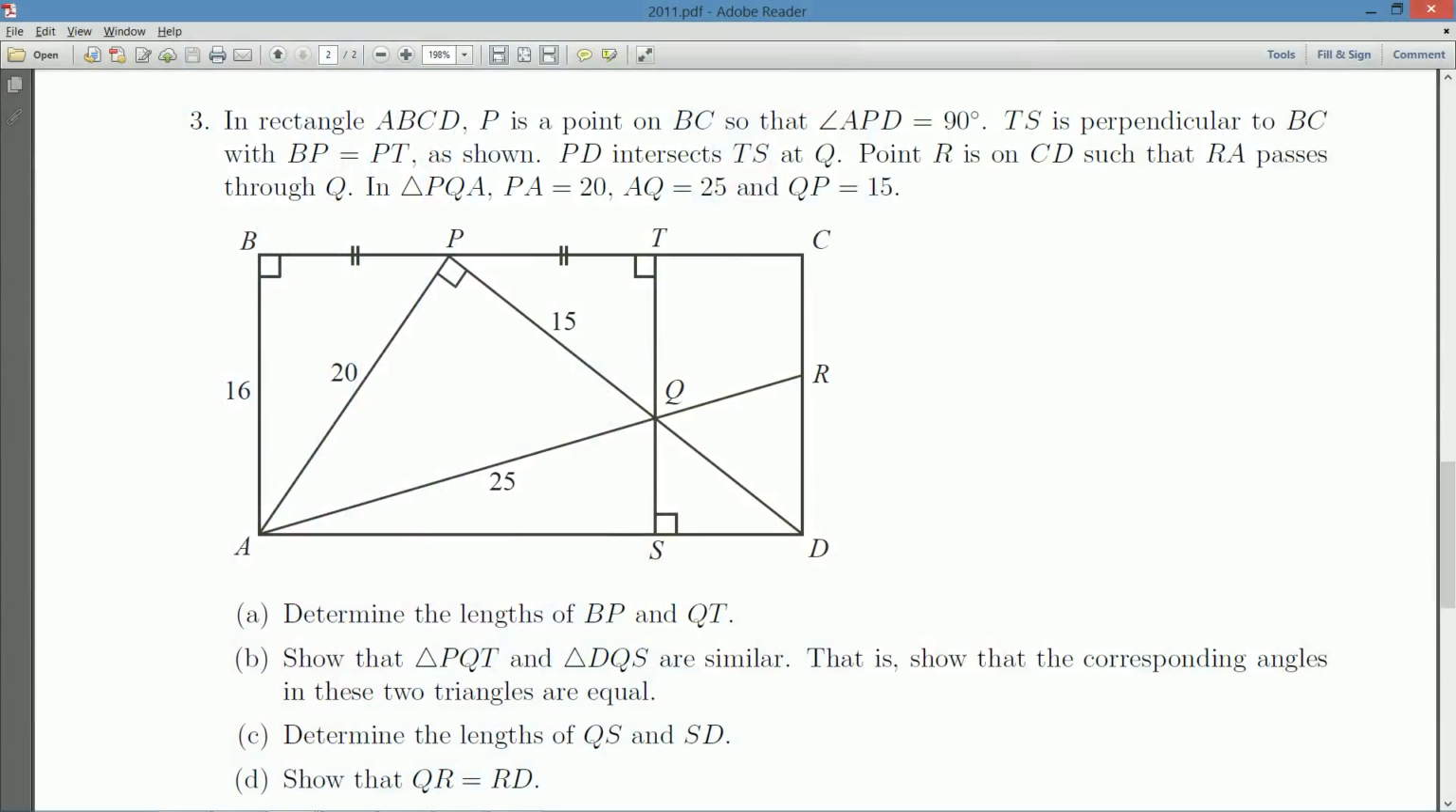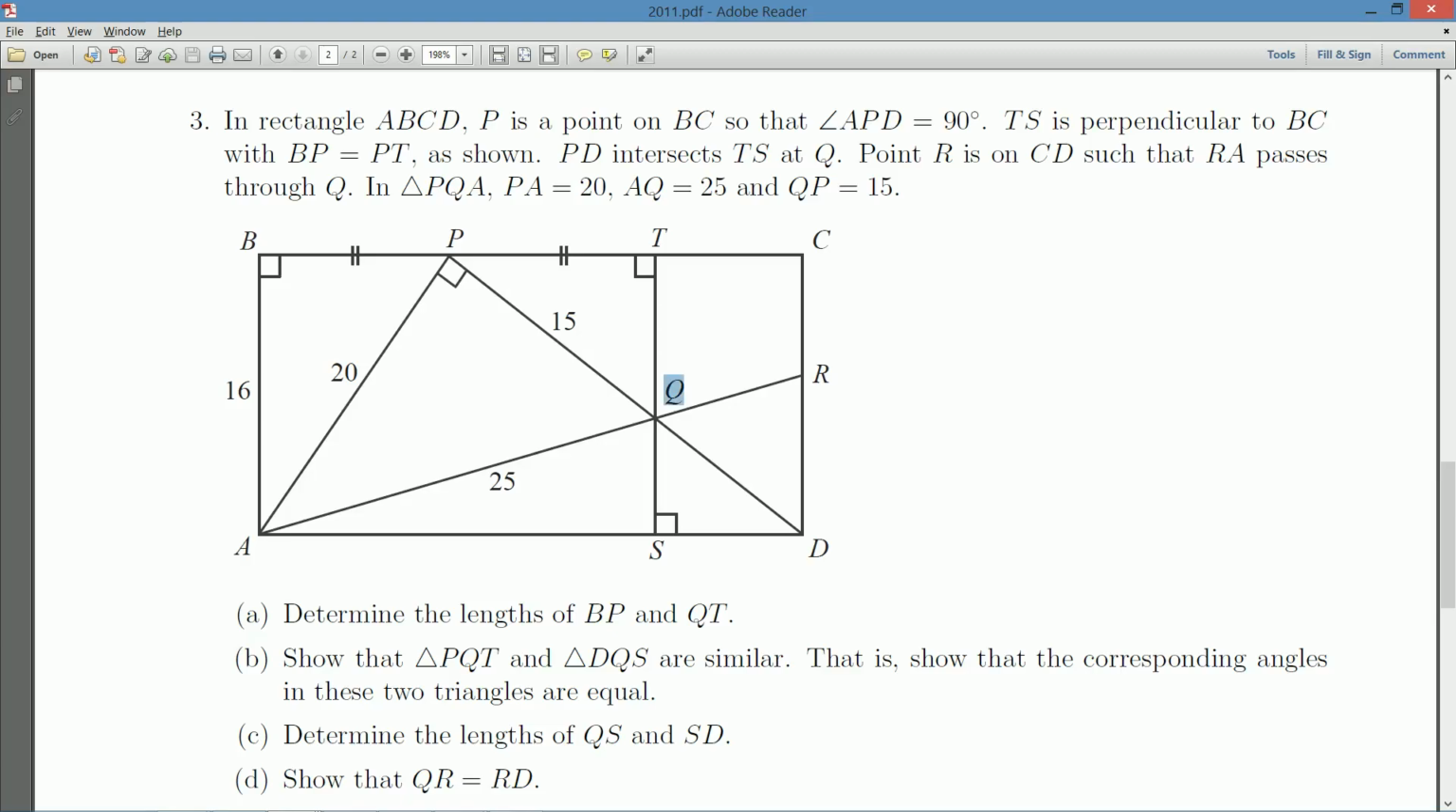Alright, so question number 3. In the rectangle ABCD, P is a point on BC so that APD is 90 degrees. Alright, so we have our 90 degrees shown here. TS is perpendicular to BC with BP equal to PT, as shown. Yeah, we got that shown as well. PD intersects TS at Q. There it is.